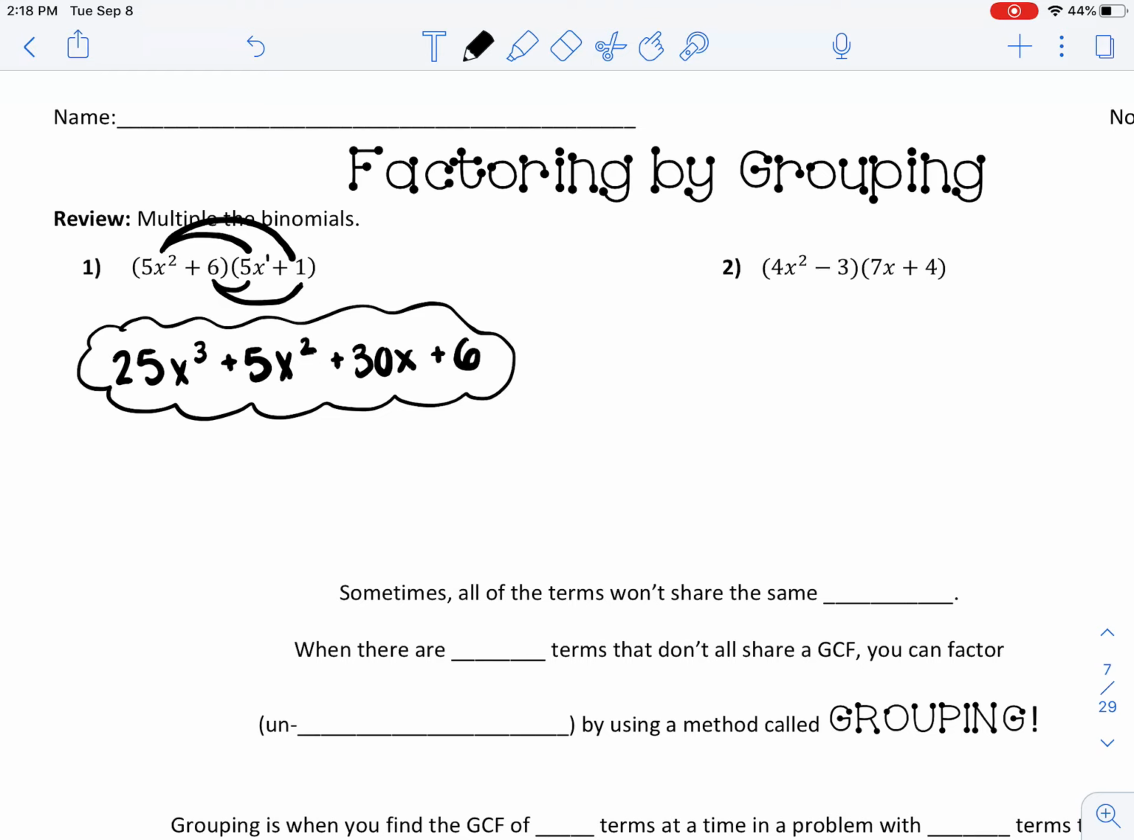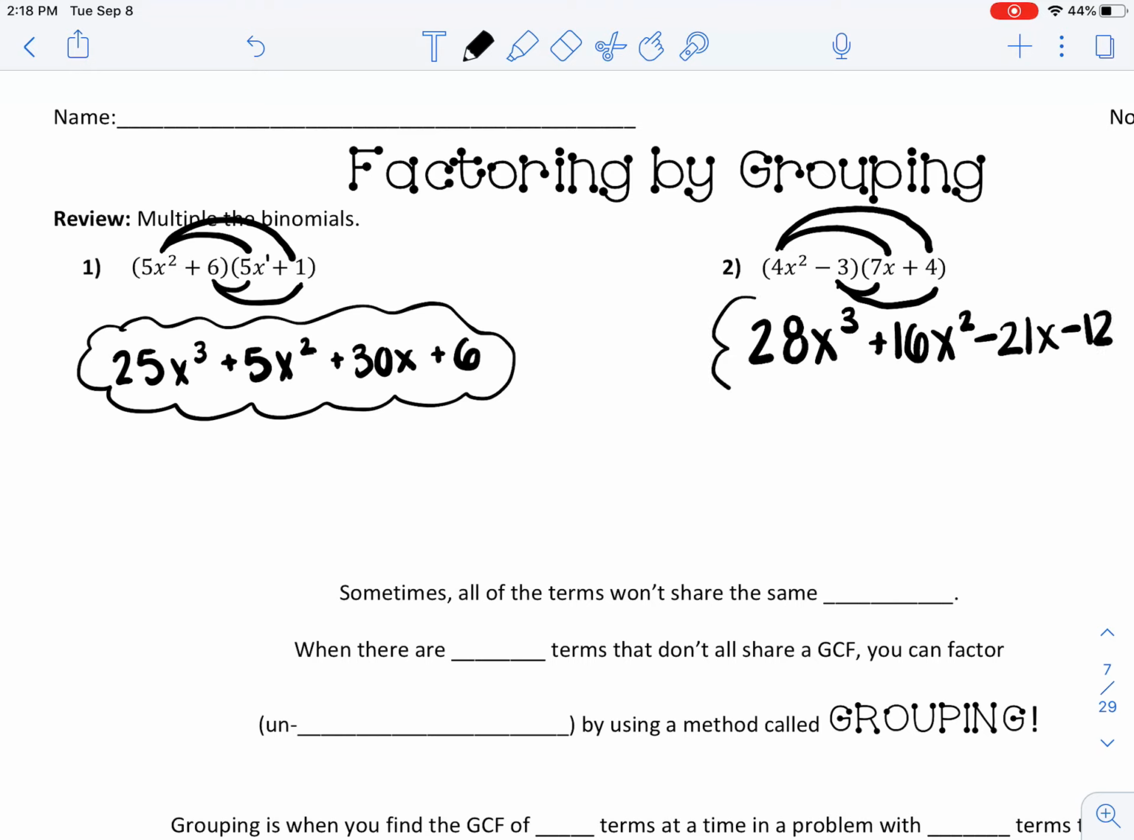And I'll do the same thing for number 2. 4x squared times 7x is 28x to the third. 4x squared times 4 is 16x squared. Negative 3 times 7x is negative 21x. And negative 3 times 4 is negative 12. Again, no like terms, so that is your final answer.